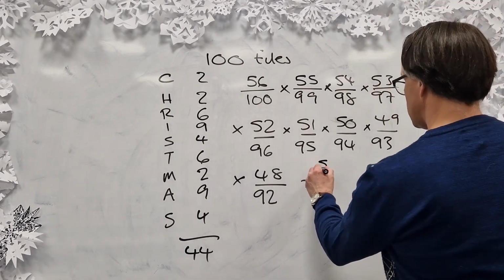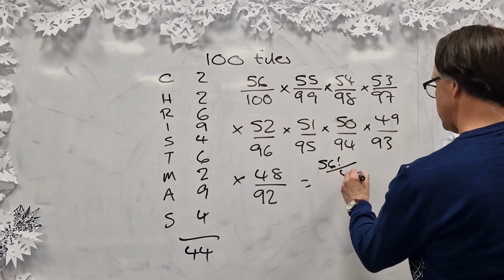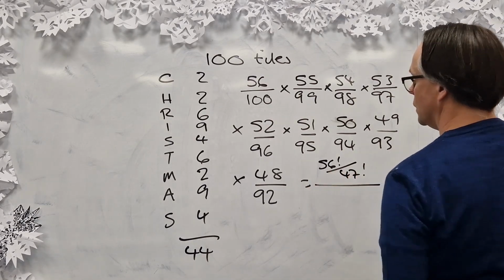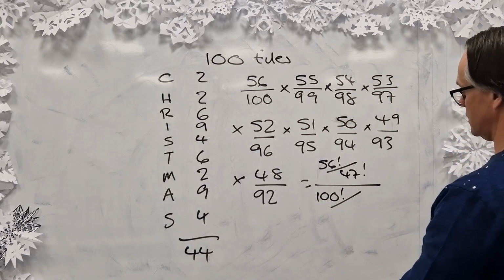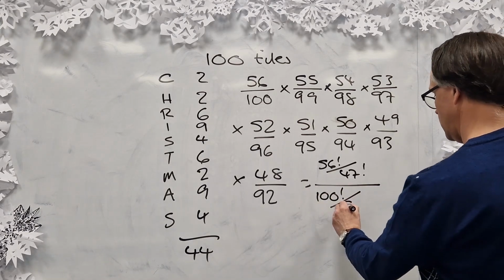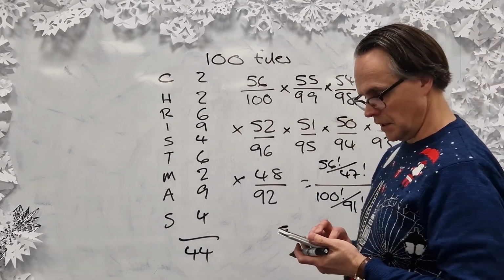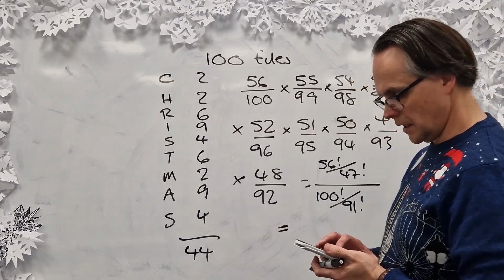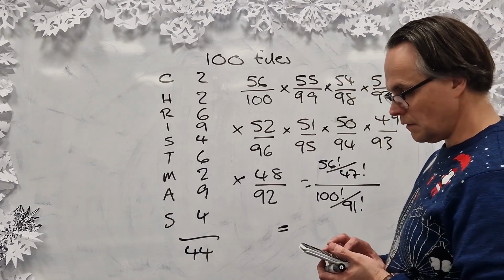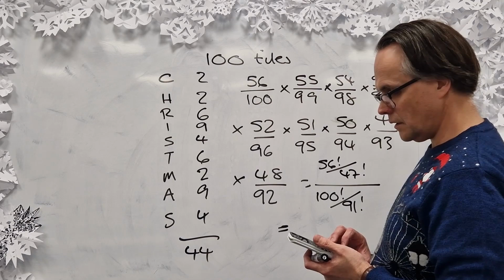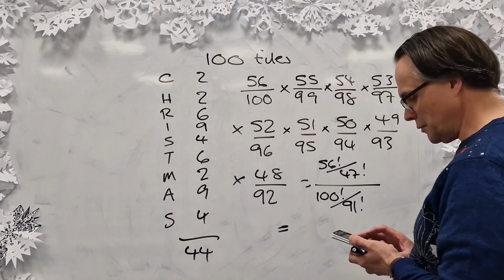We've got, so it's 56 factorial divided by 47 factorial over 100 factorial, oh my goodness, what's the calculator going to think of that, over 91 factorial. Should we see what the calculator says to me if I type that in? 56 factorial divided by 47 factorial. No, it doesn't like that.